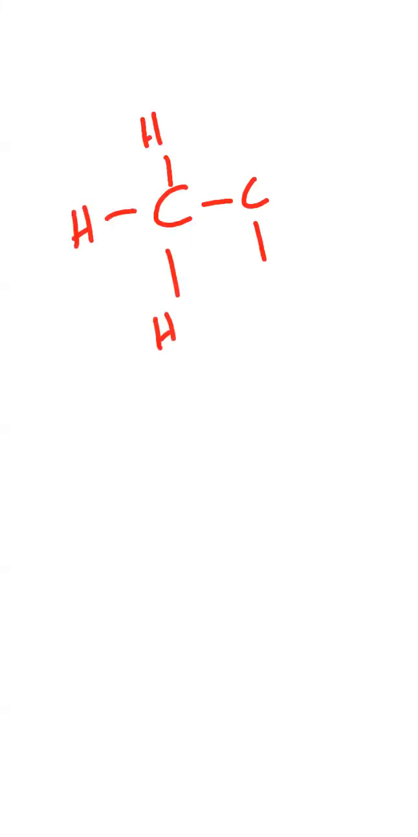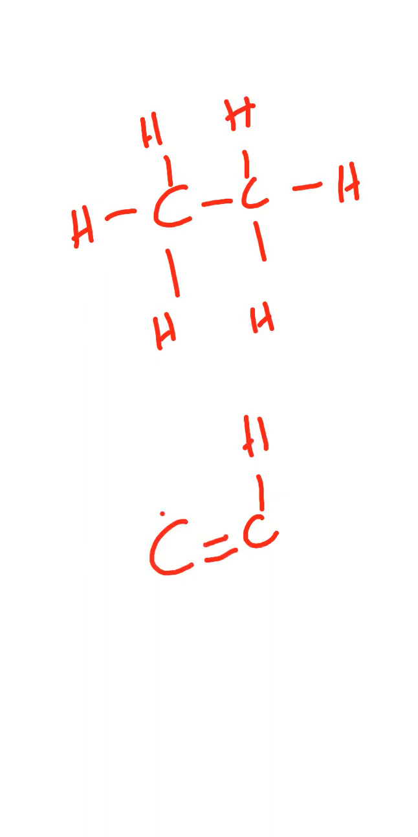Saturation means carbon-carbon single bond. This is a saturated compound. Saturated means alkane, and unsaturated means carbon-carbon double bond. And we have to check unsaturation. The name of the topic is test for unsaturation: how to check unsaturation of the compound.